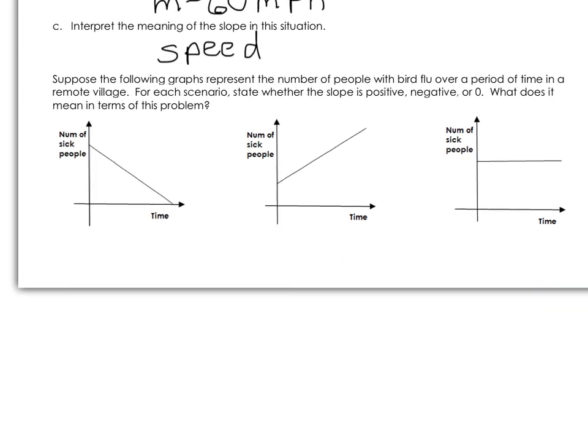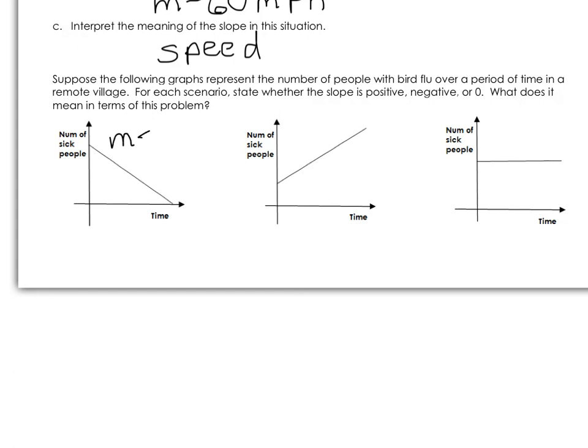Suppose the following graphs represent the number of people with bird flu over a period of time in a remote village. For each scenario, state whether the slope is positive, negative, or 0. What does it mean in terms of this problem? Number of sick people, time. What's happening in our first graph? As time goes by, the number of sick people is decreasing.